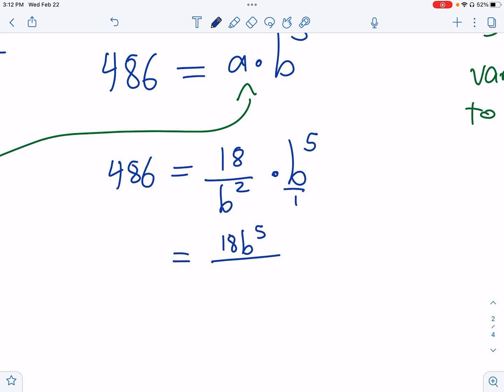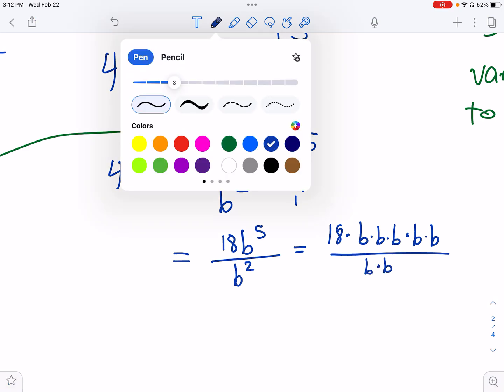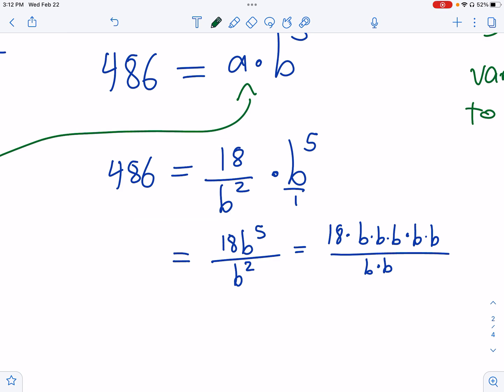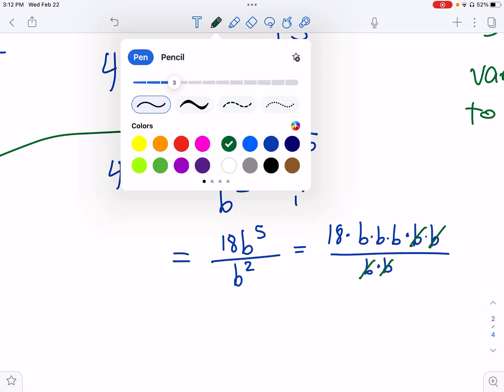So when you multiply fractions, you just multiply numerator to numerator, denominator to denominator. So I have B to the fifth on the top. So that's 18 times B, B, B, B, B. There's 5 of them. 1, 2, 3, 4, 5. On the bottom, I have B times B. So when I divide here, and this is your simplifying exponents rules, 2 pairs of these are going to divide out to 1. So I'm left with 3 B's on the top. So this is a B cubed.